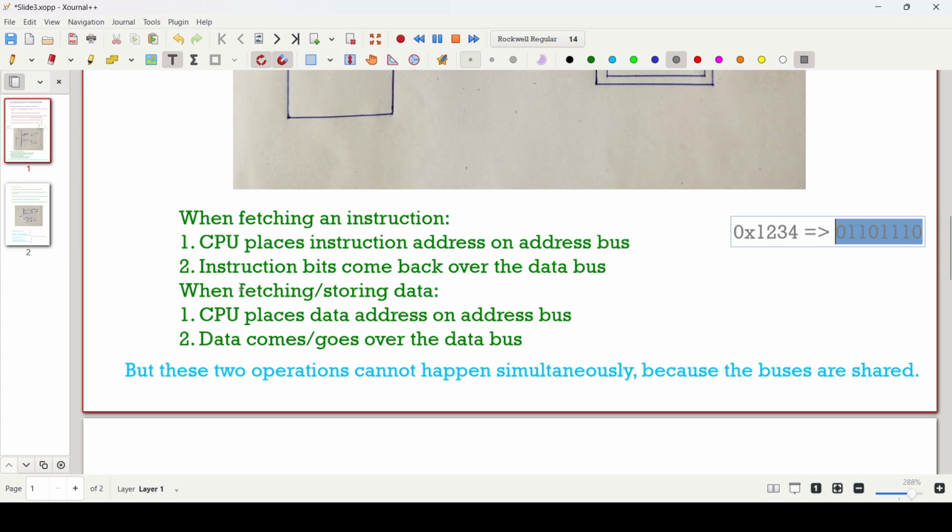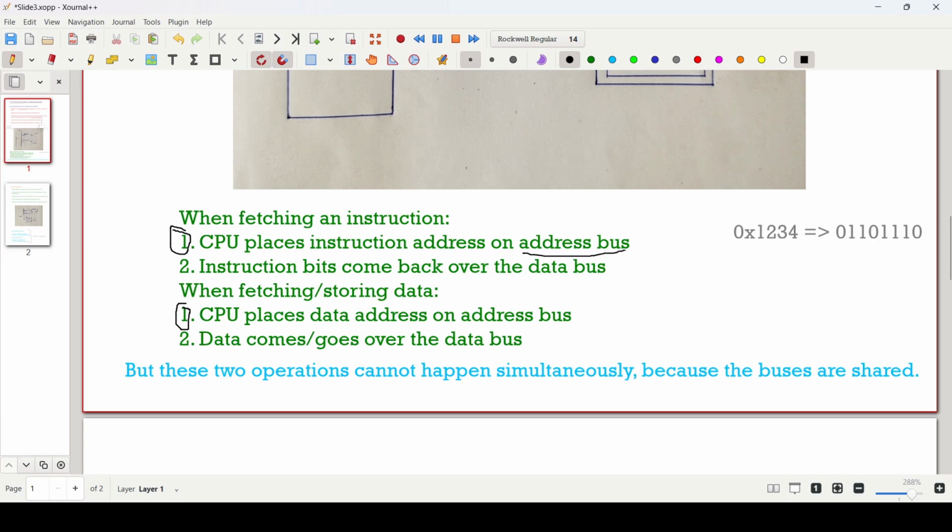Now let us discuss how fetching or storing data happens. Here also there are two points. The CPU first places the data address on the address bus, and after that the data comes or goes over the data bus. But these two operations, the instruction fetching and the fetching or storing of data, cannot happen simultaneously because the same buses are shared.